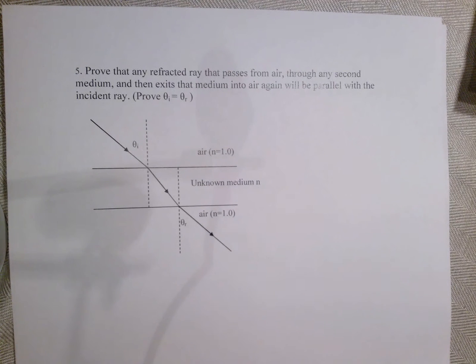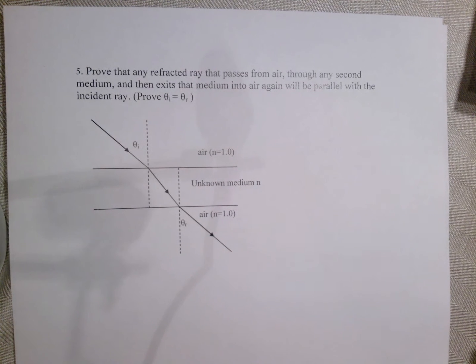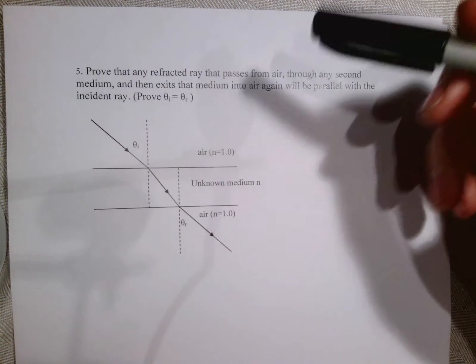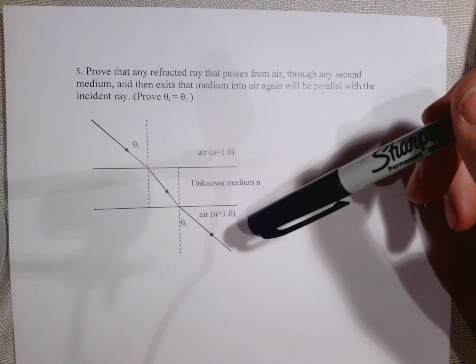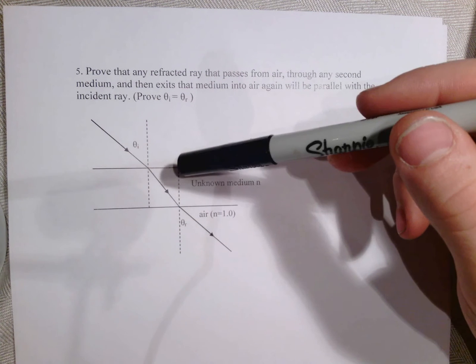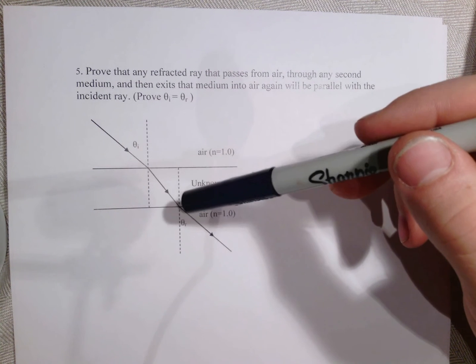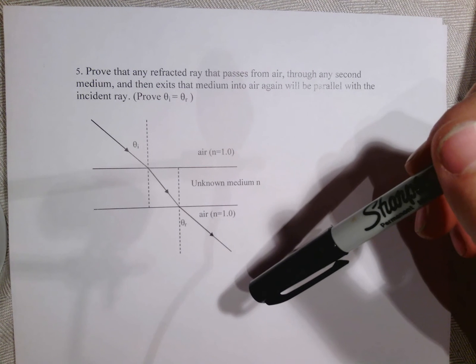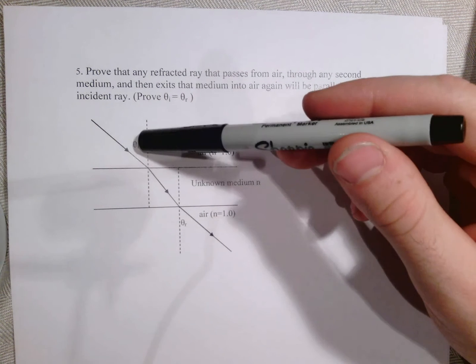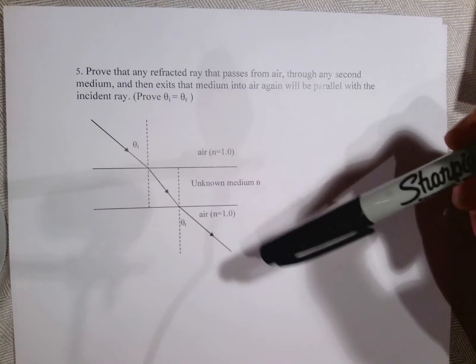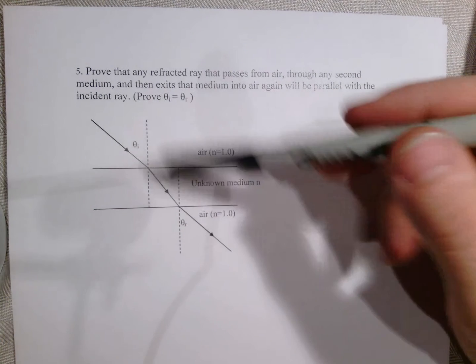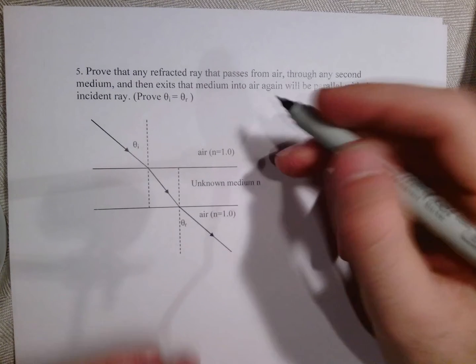Alright, so welcome to my video on how to do the fifth question from the refraction worksheet. This question is actually a proof. We're trying to prove that if we have some incident ray heading towards an unknown material, it could be any material, that when it strikes the material, it will refract, go through the material, and then refract again as it exits the material. But if you compare the incident ray to the final refracted ray, they'll be parallel. Essentially, it may shift over a little bit, but it will not have truly bent from start to finish.